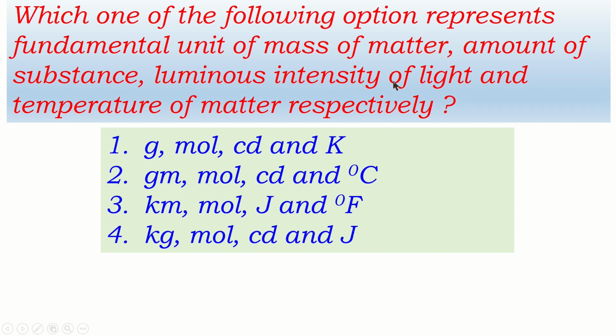Okay, now the next, temperature of matter. In the first case it is written K, and in the last, fourth one, it is written joule. Joule is not the temperature; work done is measured in joule, but temperature is measured in Kelvin. That's why only the first option exists here, and we have to take it.